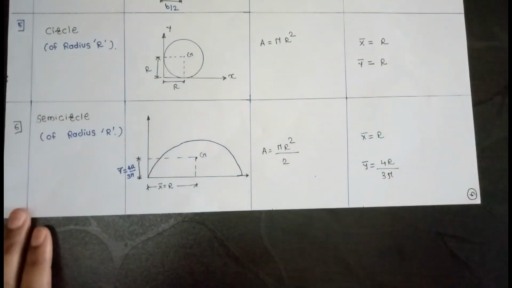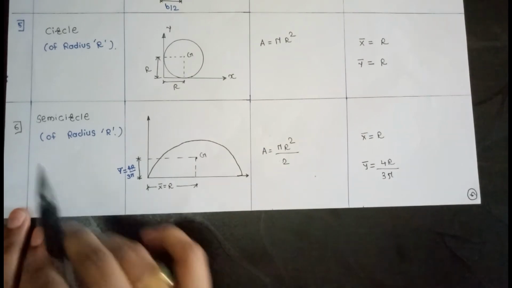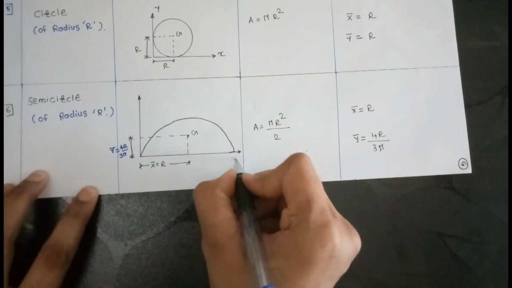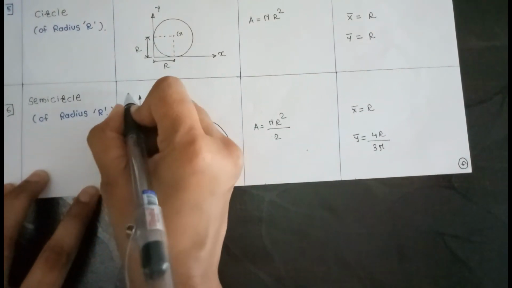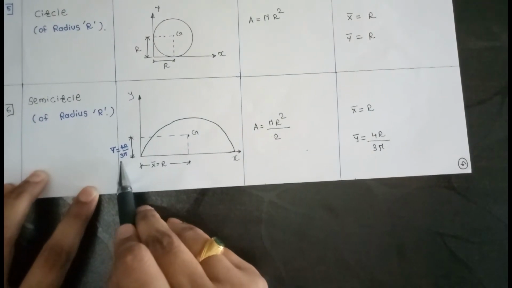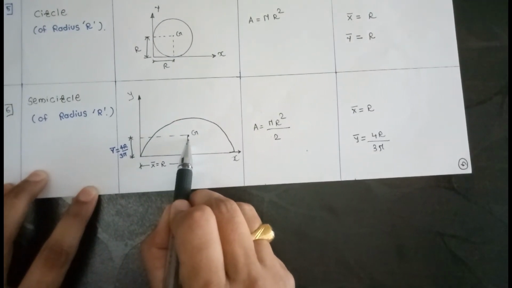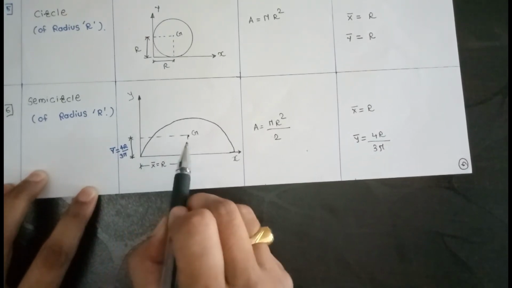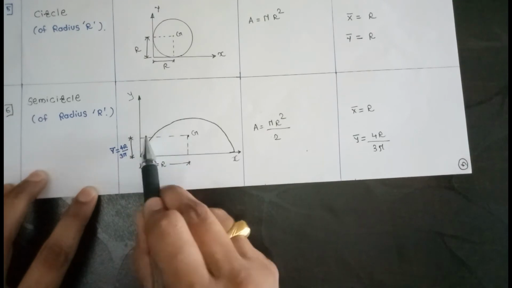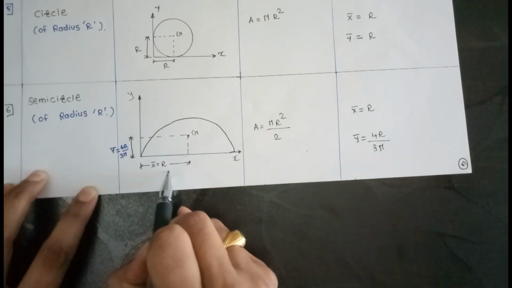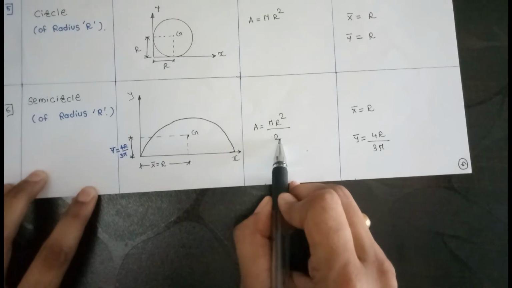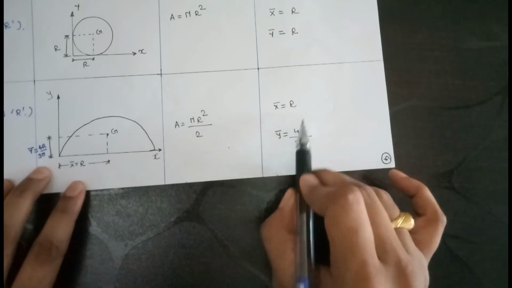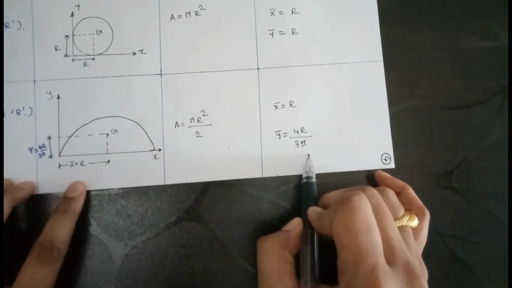Then next is the semicircle. Semicircle of radius r with reference axes x and y. Y bar is the distance between G and the x axis base, y bar is equal to 4r by 3 pi, and the distance between G and the y axis base means x bar is equal to r. Area of semicircle is pi r square by 2. X bar is equal to r and y bar is equal to 4r by 3 pi.